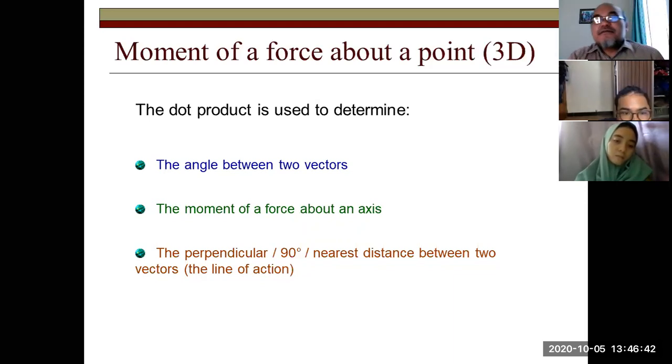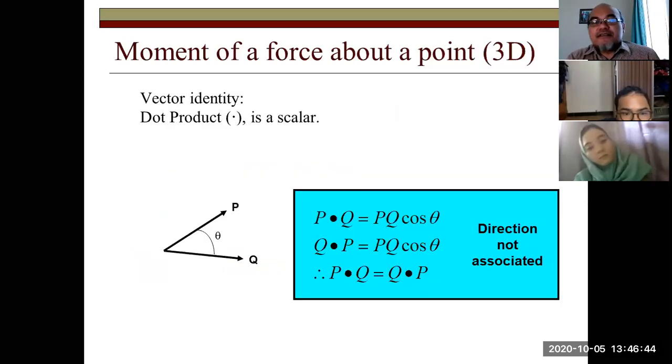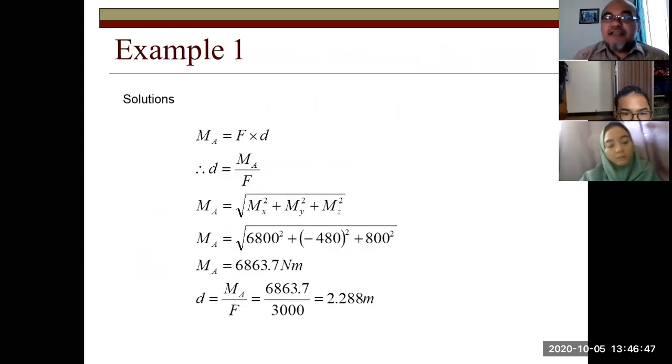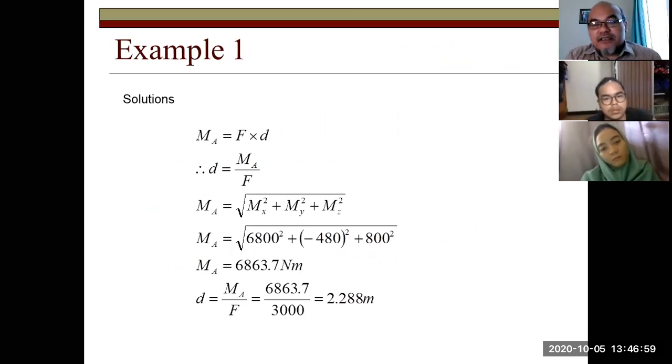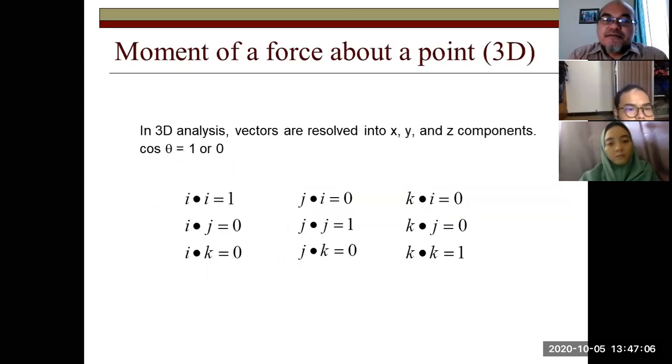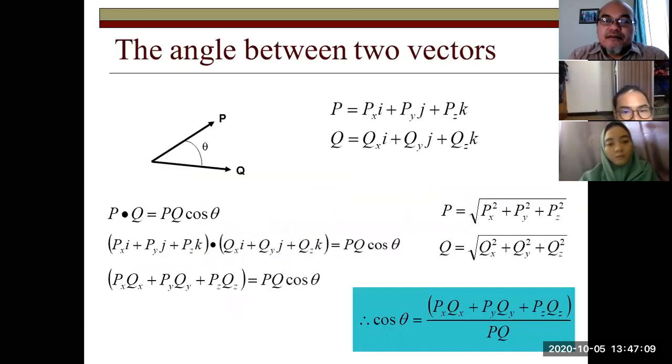So this is the same as before. We see here, when using F times d, without any vector calculation, just using the definition of moment in two dimensions, we obtain the shortest distance between the line of action of that force and a particular point, by dividing the moment about that point by the force. Okay, let's continue.